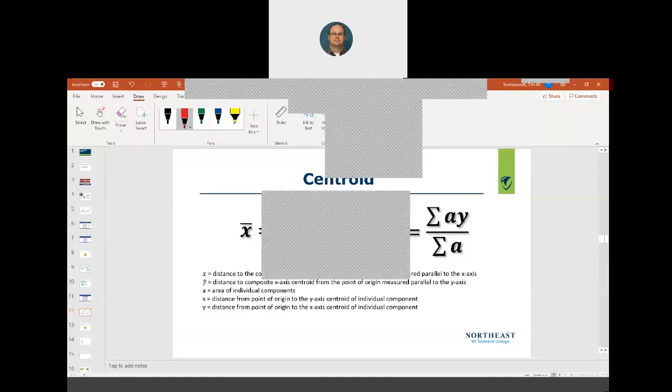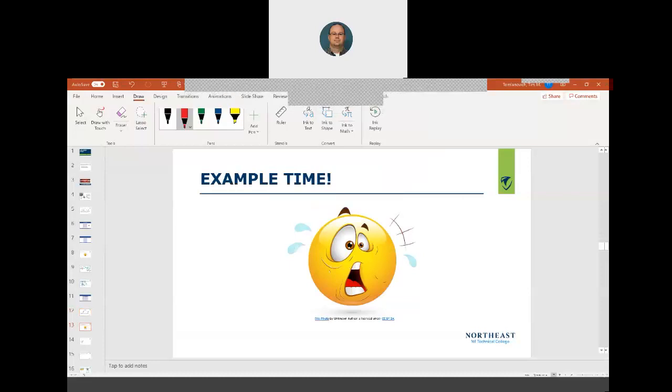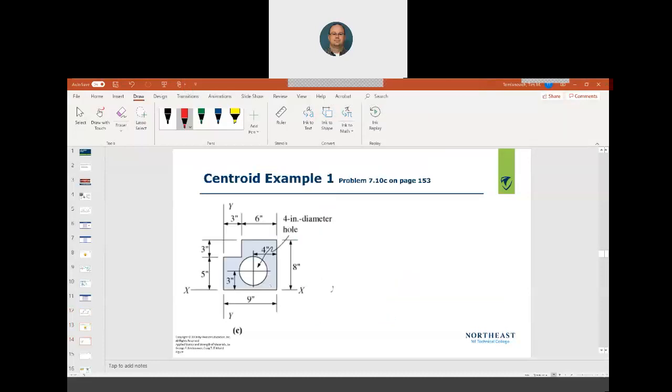All right. So let's go right into the example. Centroid. This is problem 10.7.1c on page 153. It says locate the centroid of the area shown in part B. Note the symbols signifying that the area is symmetric about the center line.